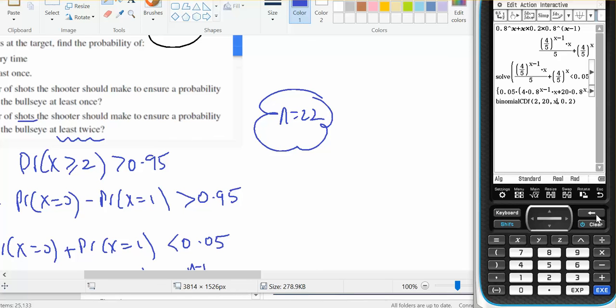The other thing I could do is, in main, I could cycle through and replace x with numbers until I get bigger than 0.95. And obviously I know the answer is 22. That's 21, and that's not 0.95 yet, but when I go to 22, so this is doing a guess and check and improve. 0.95, n equals 22.